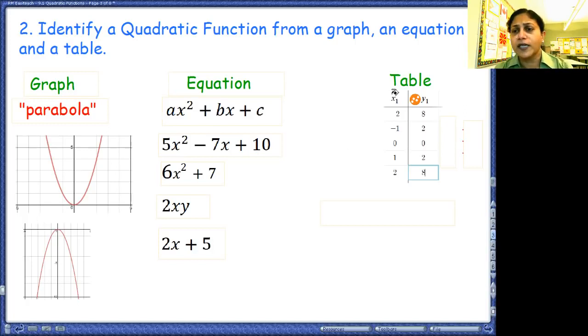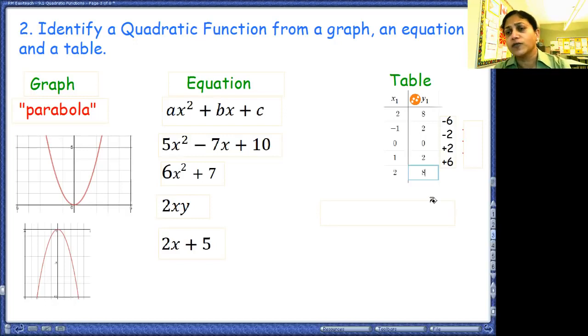Now looking at a table, it's a little bit more tricky. You want to make sure that the x values are increasing by 1 and then look at the y values. We look at the first differences, which means you subtract the y values from the previous one. So 8 minus 2, 2 minus 0, 0 minus 2, and so on. It turns out that the first differences are all different numbers, so we don't know what's going on.